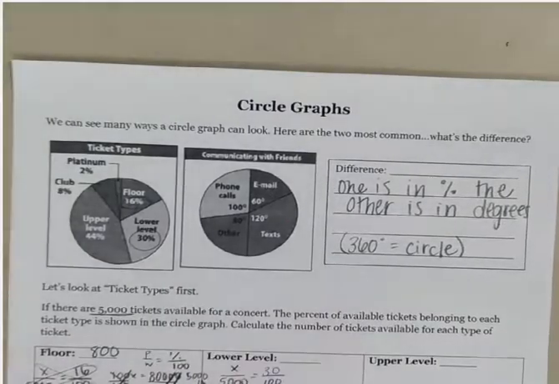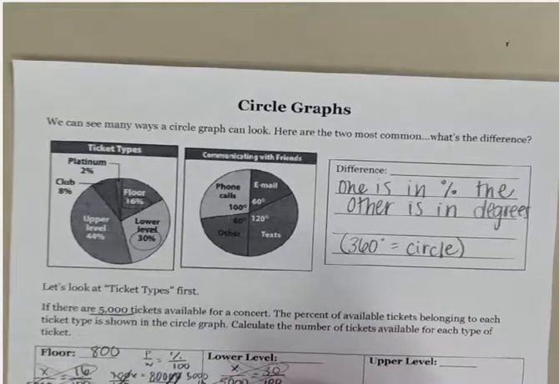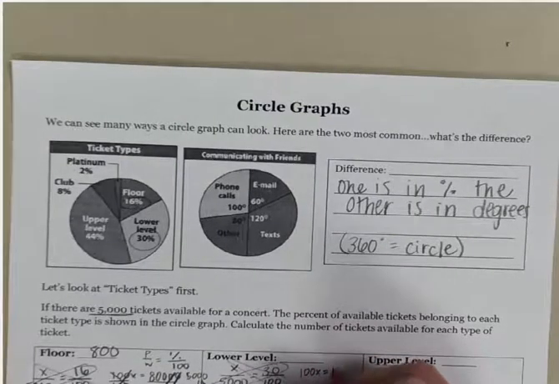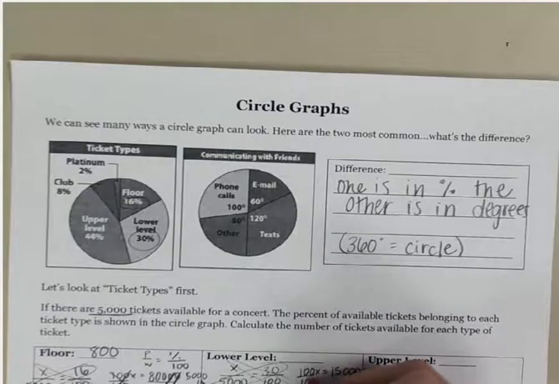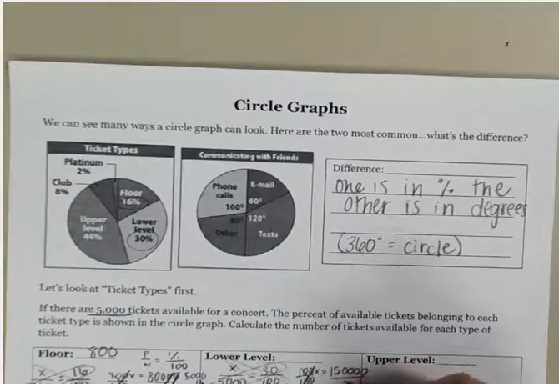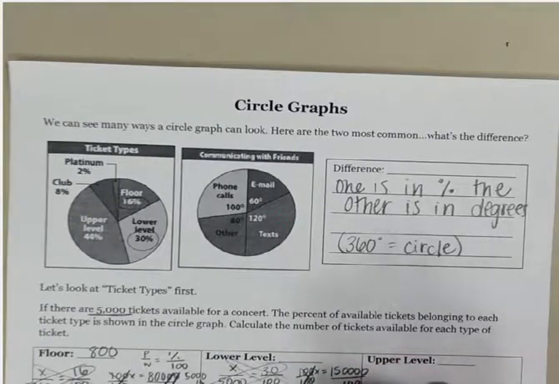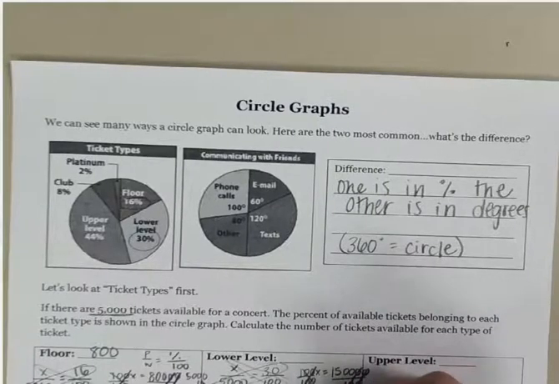I'm trying to figure out how many tickets were lower level tickets. That's why it's my part. Cross multiply. You should get 100x is equal to 150,000. Divide by your coefficient to isolate your variable. Divide by your coefficient on this side. X is equal to 1,500 tickets.